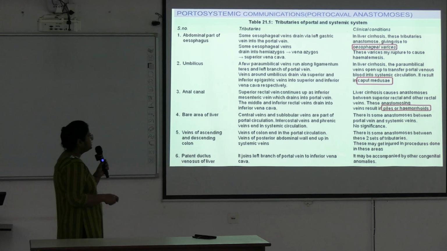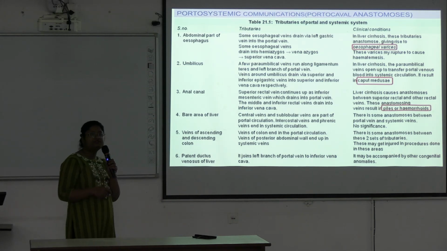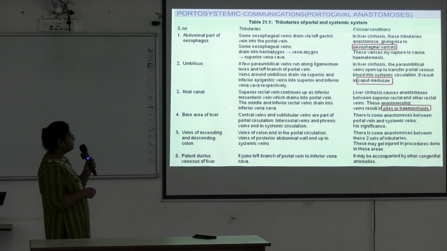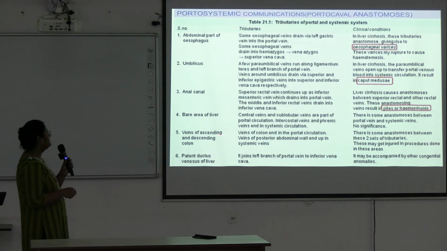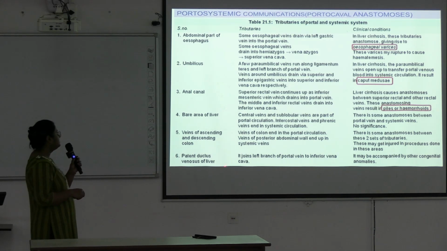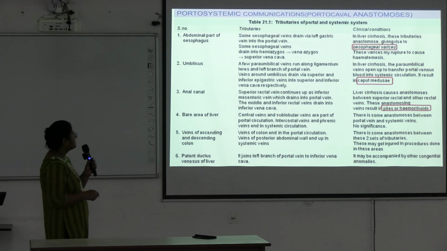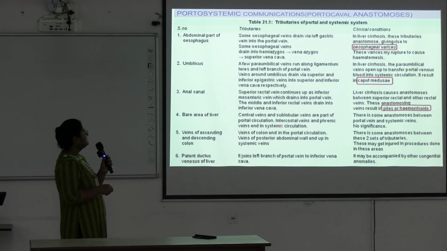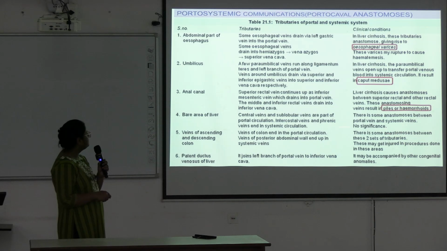Now, other areas where the portosystemic anastomosis occurs are these three: the bare area of the liver, veins of the ascending and descending colon, and the patent ductus venosus of the liver. In the bare area of the liver, the central veins and sublobular veins are part of the portal circulation, and intercostal veins and phrenic veins end in the systemic circulation. And there is some anastomosis between portal and systemic veins. It is not that significant.